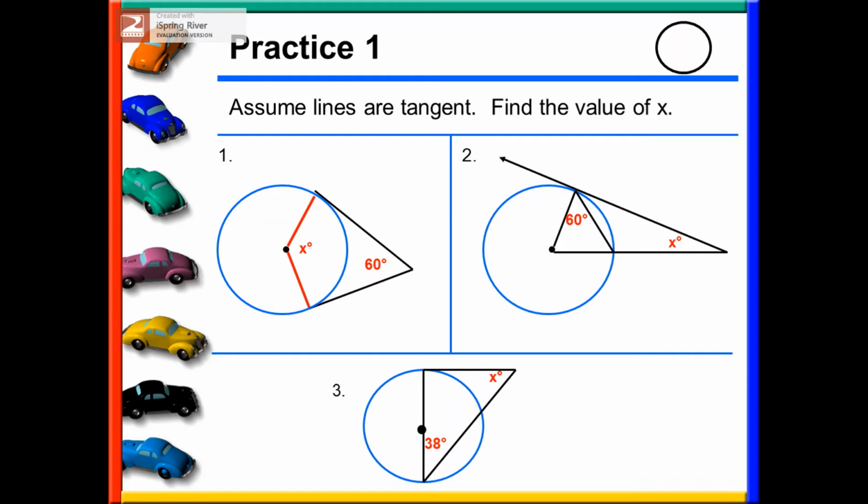We all know that the two angles are perpendicular. It forms perpendicular lines. So, 60 plus 90 plus 90 plus x is equal to 360 degrees. What is the answer? Yes, the answer is 120 degrees. How about the other example?